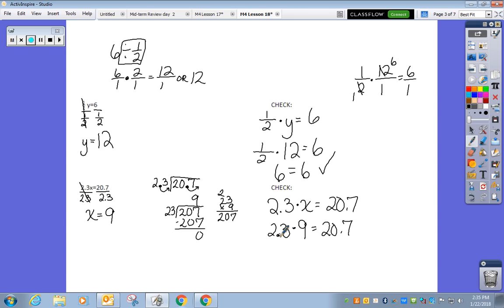Now, I'm going to show my multiplication here. It's 2.3 times 9. It's going to be the same exact math as what you see up here. The difference is that there's a decimal. So I have one decimal here, none here. So altogether I should have 1 after the decimal in my answer. And 20.7 is in fact equal to 20.7.